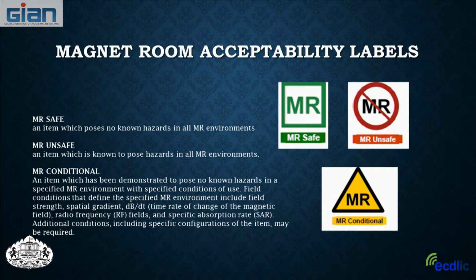So the magnetic room acceptability labels are as follows, and all equipment that's used in this environment is labeled as either MR safe, so they can go into the scanner room with no problems, or MR unsafe, which is here. On the right, you see nothing that is MR unsafe can be taken into the environment. And MR conditional. So this again is conditional based on a couple different things.